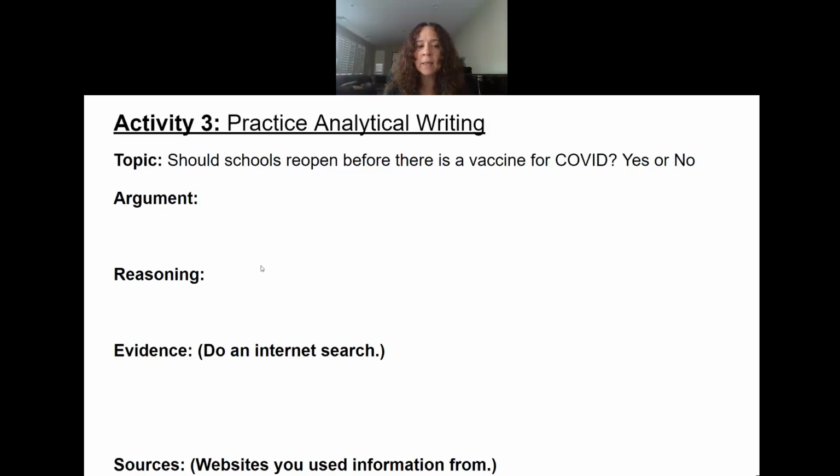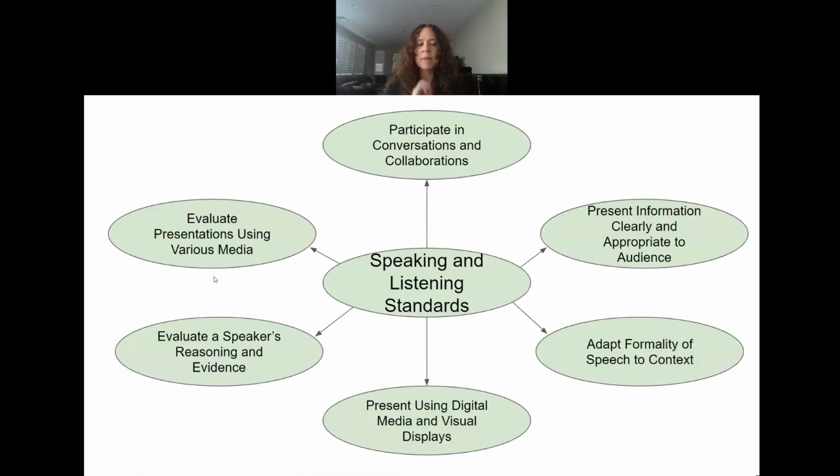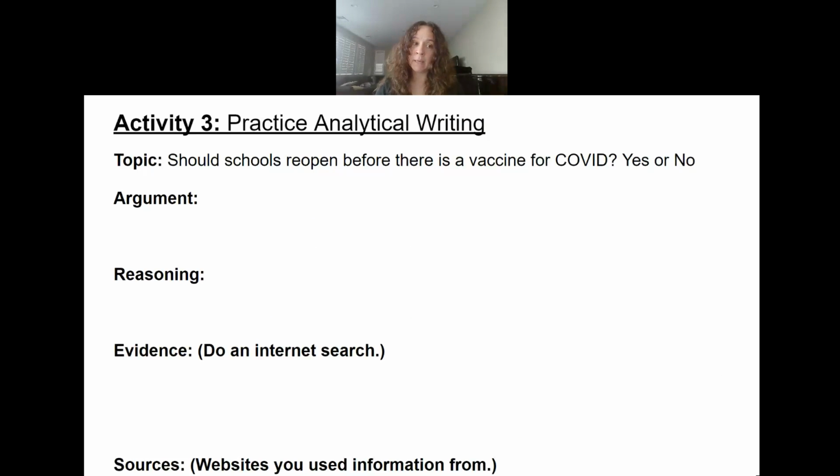Your reasoning might be a quote from a scientist who did a study on mental health of people who are stuck at home for long periods of time. Okay, you might talk about the detrimental effects that isolation and depression have on people. Okay, and then you're going to do an internet search to find that article that supports that. And finally, you're going to cite your sources.